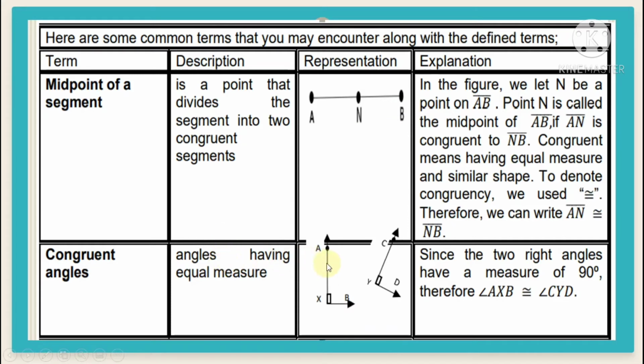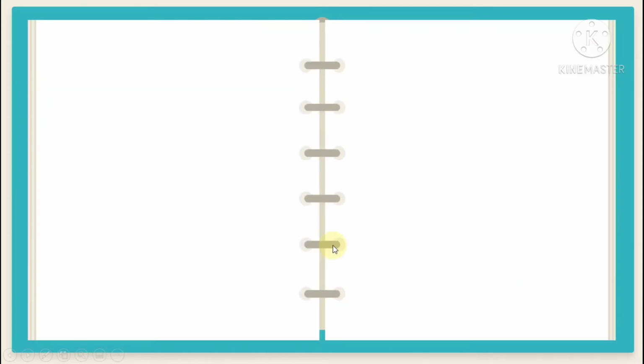Next, congruent angles. Angles having equal measure. Since the two right angles have a measure of 90 degrees, therefore, angle AXB is congruent to angle CYD. Remember, congruent means equal: equal measure, equal shape, or similar shape.